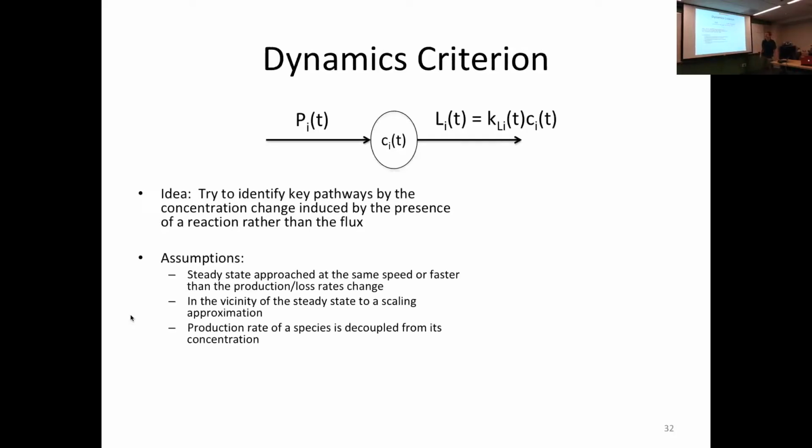And if we assume that the steady state is approached quickly, not even that it's at steady state, but that it's approaching steady state and is in the vicinity of steady state to a scaling approximation, and the production rate is decoupled from its own concentration, we can get some concentration scale by the ratio of the production rate and the pseudo first order loss coefficient.